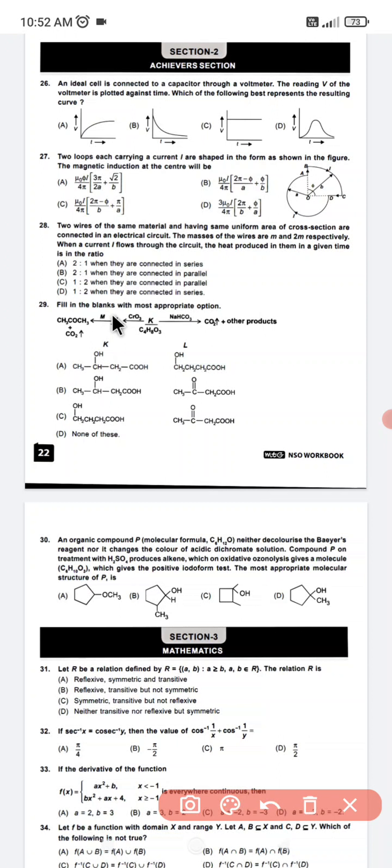L on reacting with M forms acetone CH3COCH3 plus carbon dioxide. Now you have to identify K and L from this reaction.